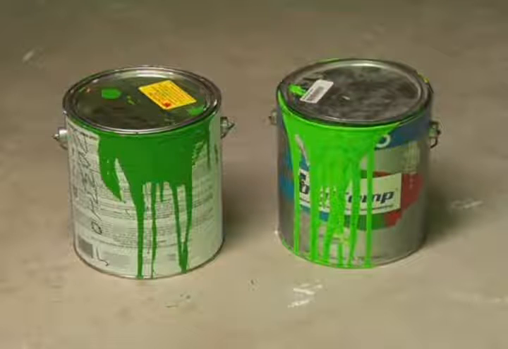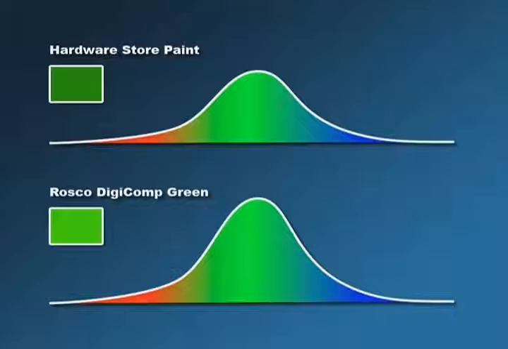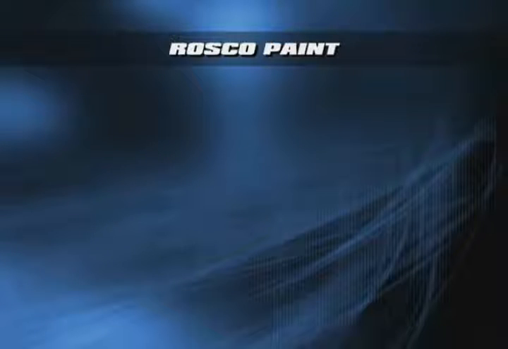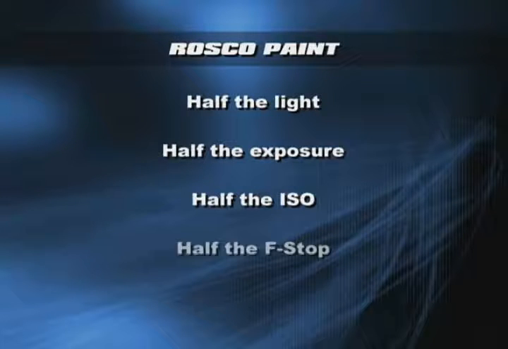The real difference is that pro paints are almost twice as reflective as hardware store paint. And you can only see that when you put them next to each other. The reason is that the paint is almost pure pigment with a clear base, which is a very high-tech paint. But what's interesting is that spectrally, hardware store paint and Rosco paint are almost identical. The Rosco paint is just able to reflect twice as much light. In other words, Rosco paint only needs half the light, or half the exposure, or half the ISO, or half the f-stop, and you can shoot with better camera settings.